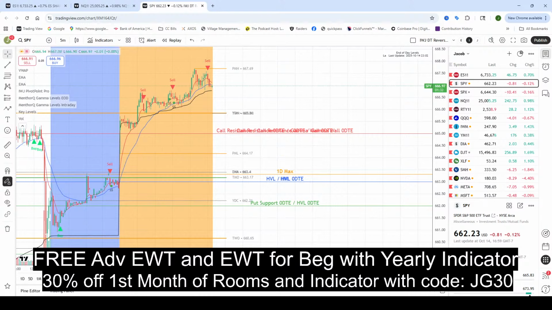I need a month off from work so I can try out the indicator. Yeah. You can swing trade with it. I mean, you don't have to day trade. Swing trading kills it as well.